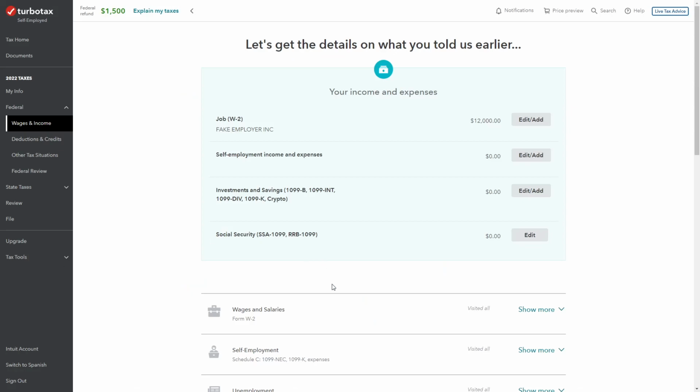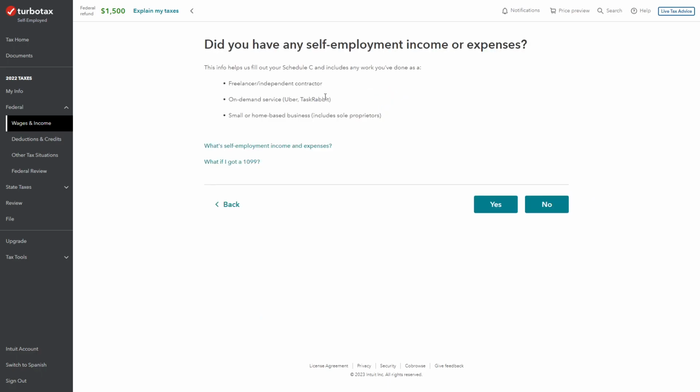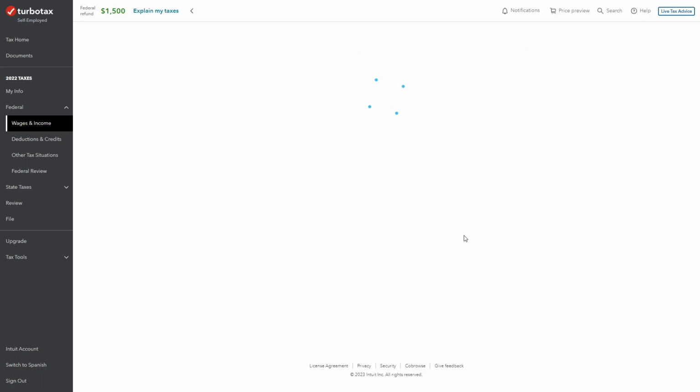All right, so the first things to start with are in the wages and income section. We want to go to self-employment, income and expense, and we'll go ahead and add the activity, right? A lot of these are just yes or no questions and prompts, and it's important to answer these as accurately as possible because it drives what kind of additional forms or schedules you might need to complete, right? So in our case here, we do have self-employed income and expense.